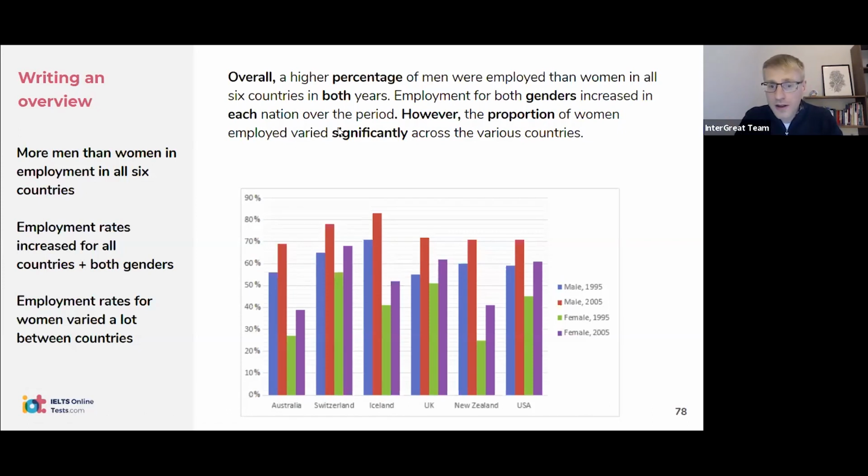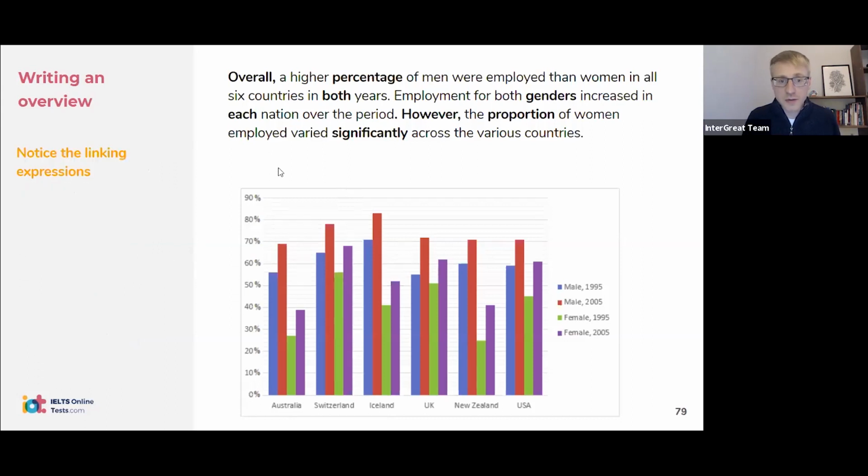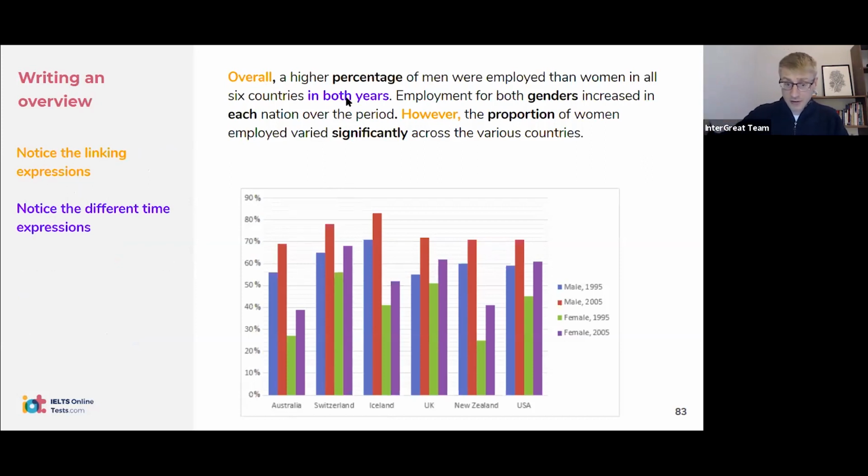Okay, fantastic. So guys, this is our overview, okay? Very clear summary of the key points. Let's move on, take a quick look at the linking expressions we've used. So we've used overall, and we've used however here to contrast. We also have some different time expressions. We've got in both years. So this is in 2005 and 1995.